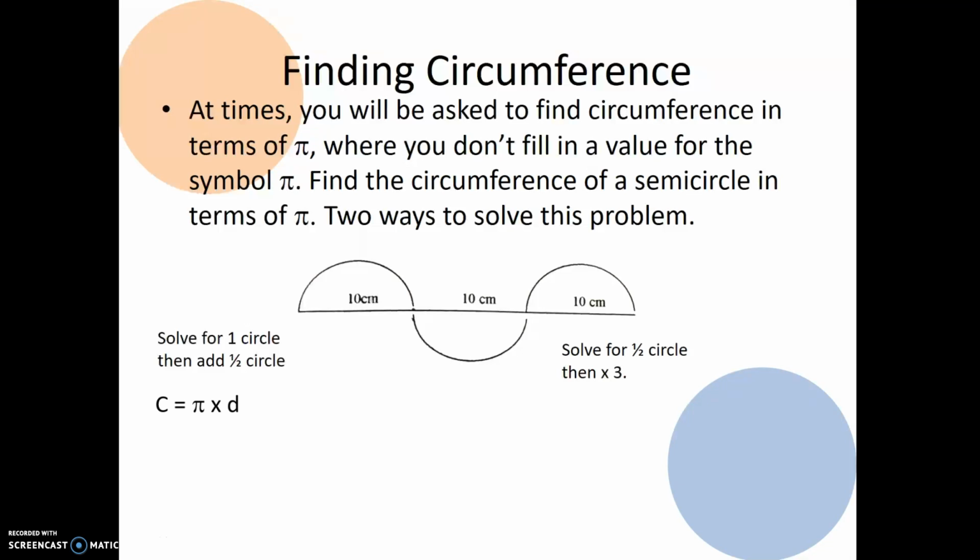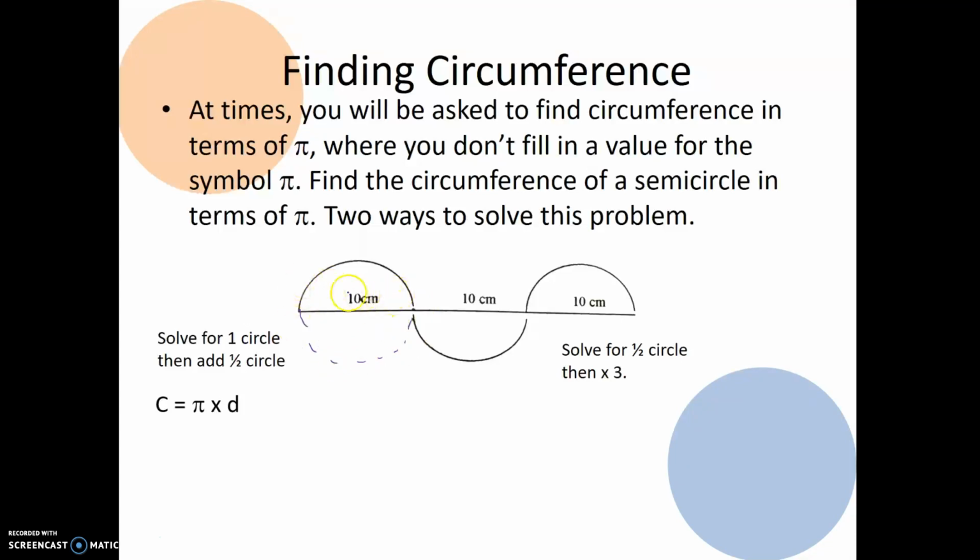So let's solve for one circle first. We can do this a couple ways. We can solve for one circle. So let's pretend this circle right here with a diameter of 10 centimeters is not a semicircle, but actually a full circle. And maybe I'll make a little more effort to make that dotted line look better. Well, this isn't any better, but that's the best I can do.